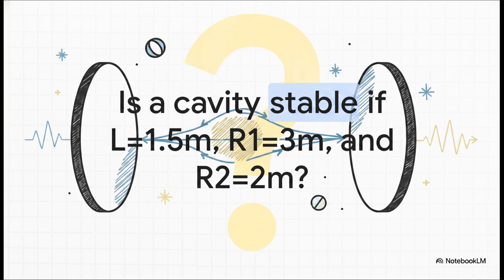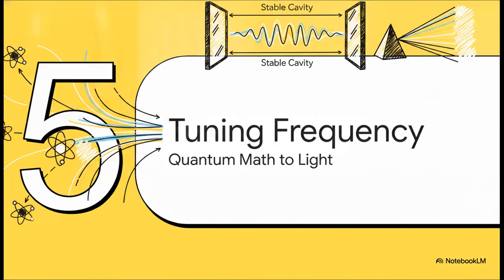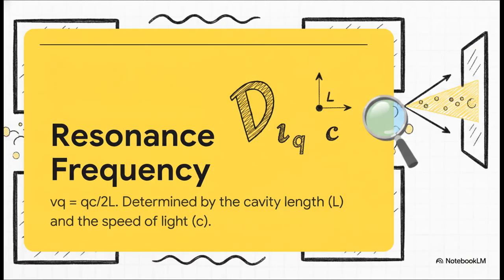It is exactly this kind of mathematical parameter check that engineers run every single day to ensure a beam doesn't just fizzle out. And finally, Section 5, tuning the resonance frequency. We've got our atoms, our pump, and our stable mirrored cavity. So how does that physical geometry dictate the actual specific wavelength of light that we see? Well, this brilliantly illustrates the connection between physical space and quantum output.